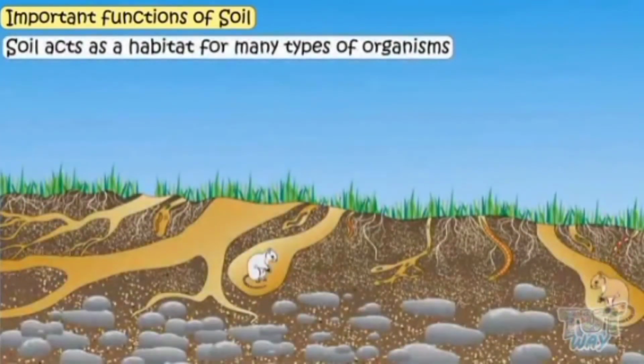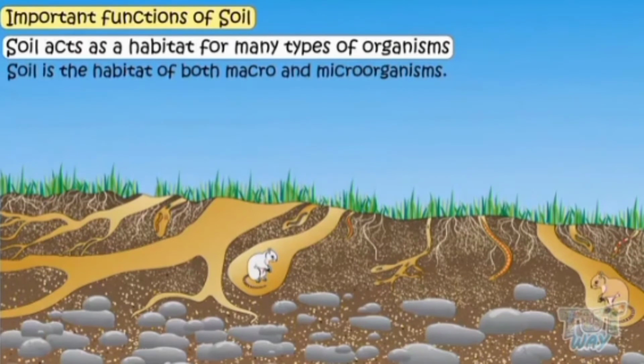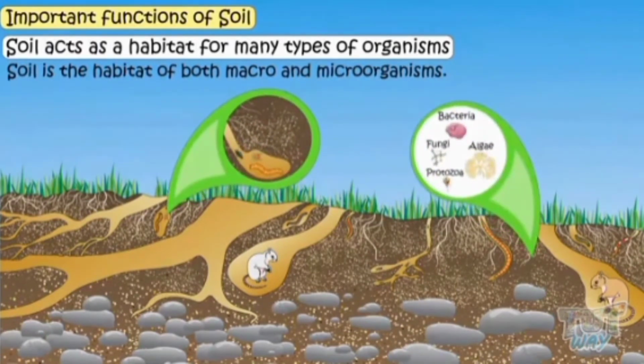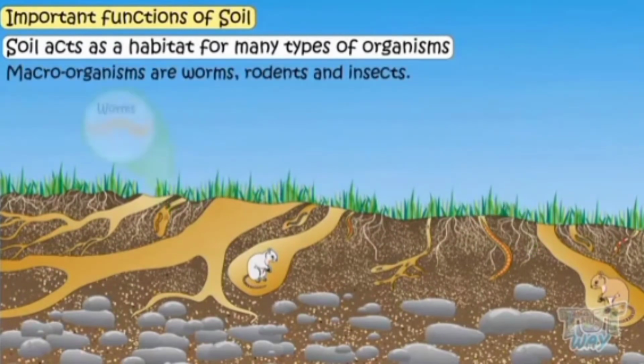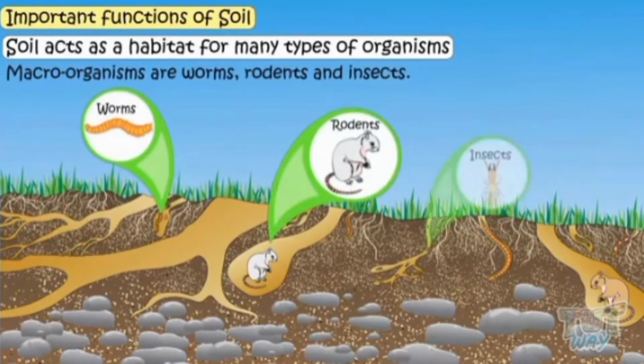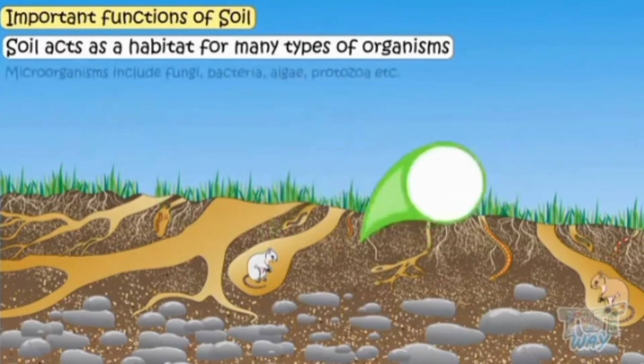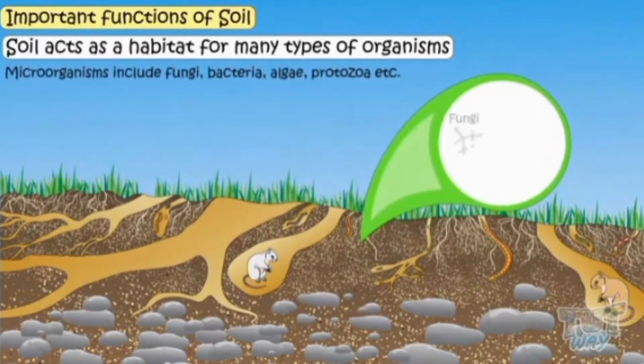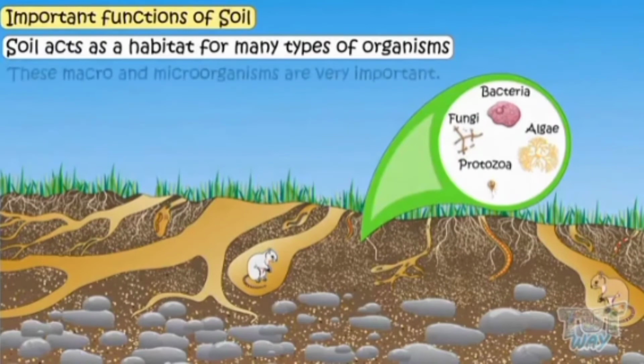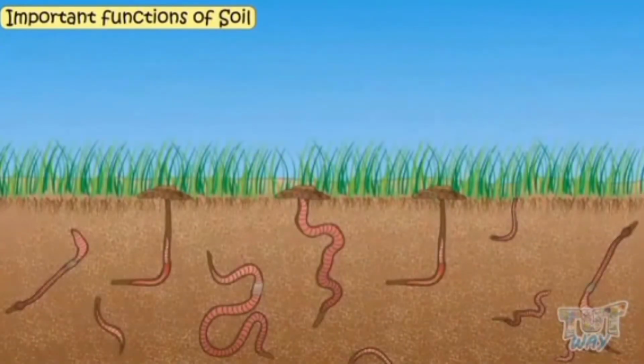Soil acts as a habitat for many types of organisms. Soil is the habitat of both macro and microorganisms. Macroorganisms are worms, rodents, and insects. Microorganisms are fungi, bacteria, algae, and protozoa, etc. And these macro and microorganisms are very important.